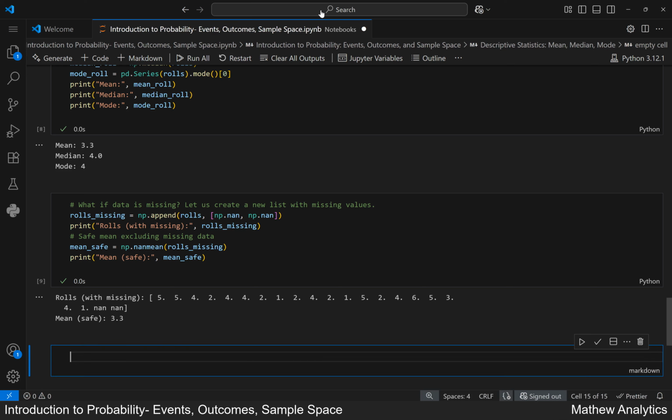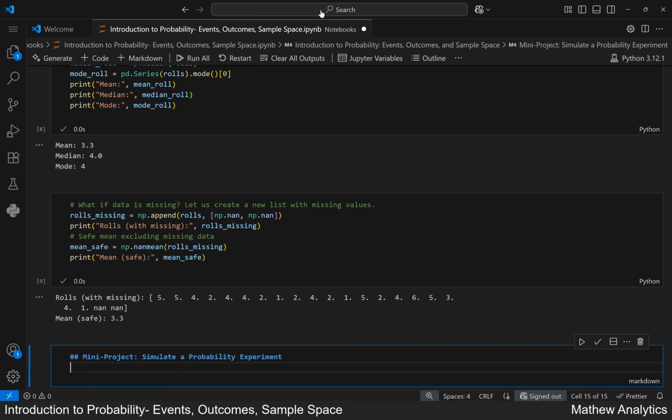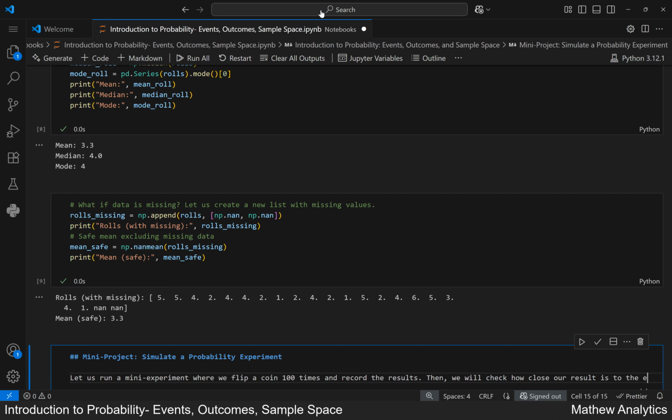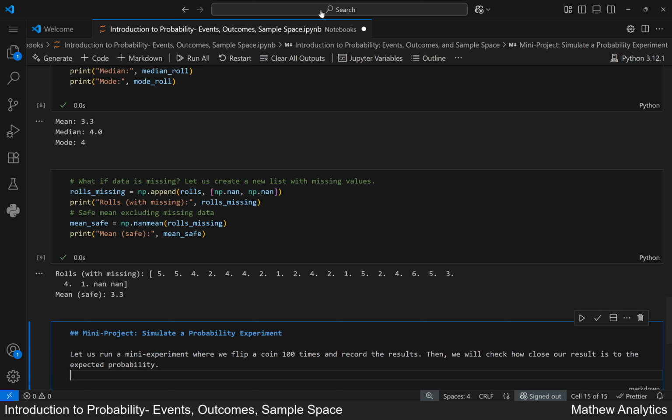Mini-project: simulate a probability experiment. Let us run a mini-experiment where we flip a coin 100 times and record the results. Then, we will check how close our result is to the expected probability. Running the cell now.